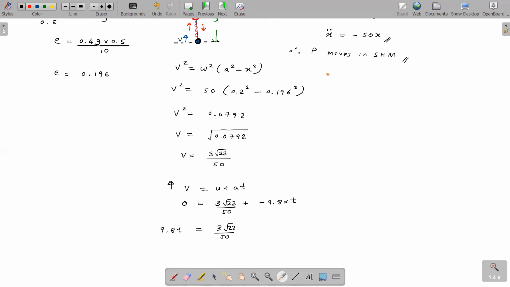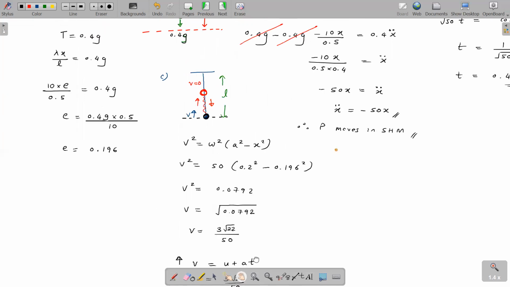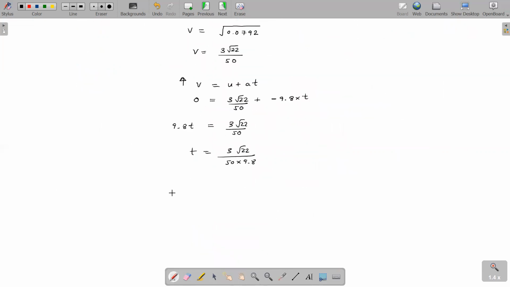Guys, you understand why I use minus 9.8 here, right? We are applying the equation upwards. This is M1. So T equals 3 root 22 over 50 into 9.8. But this is not the time we require, because this is the time taken to go from this point to the highest point. I am supposed to find the time taken for the string to become taut again. So the string becomes taut again in how much time? 3 root 22 over 50 into 9.8 times 2, right?